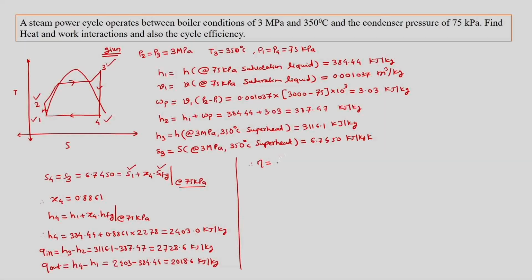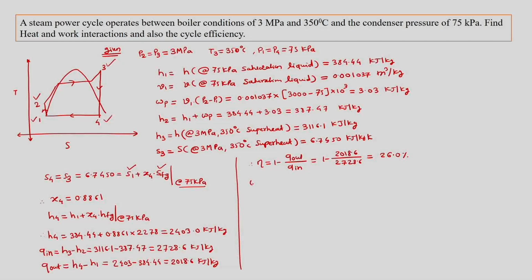And this gives us all the numbers required to find out thermal efficiency of the cycle, which is 1 minus Q out upon Q in, so which is 1 minus 2018.6 divided by 2728.6, and thermal efficiency would be 26%. So this is the value of thermal efficiency for the given example.